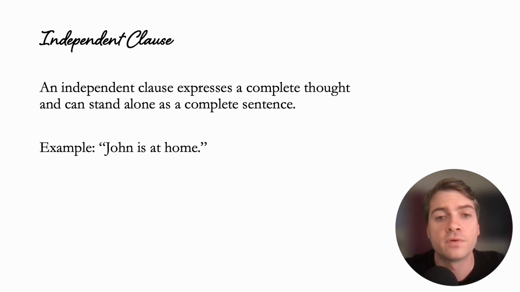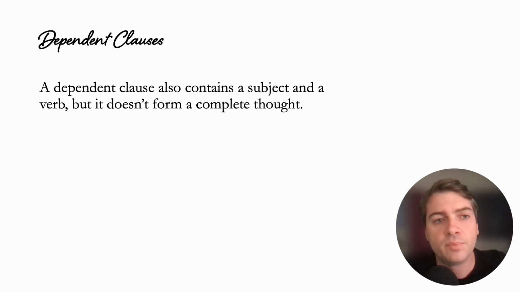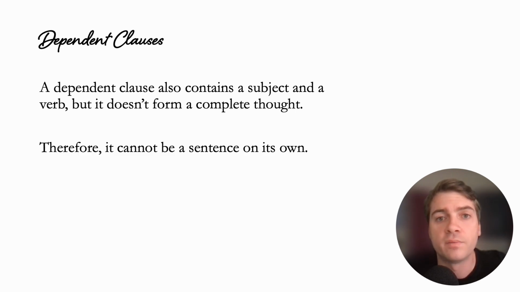So, for example, John is at home. This has a subject, it has a verb, and it expresses a complete thought. So now you can see that actually the minimum requirement for a sentence is to have one clause that expresses a complete thought. A dependent clause also contains a subject and a verb, but it doesn't form a complete thought. Because it doesn't form a complete thought, therefore, it cannot be a sentence on its own.